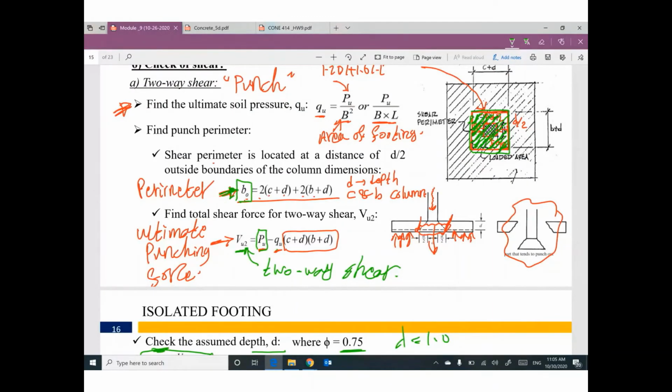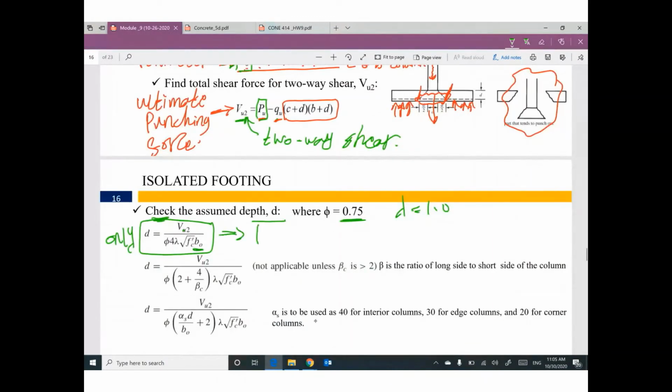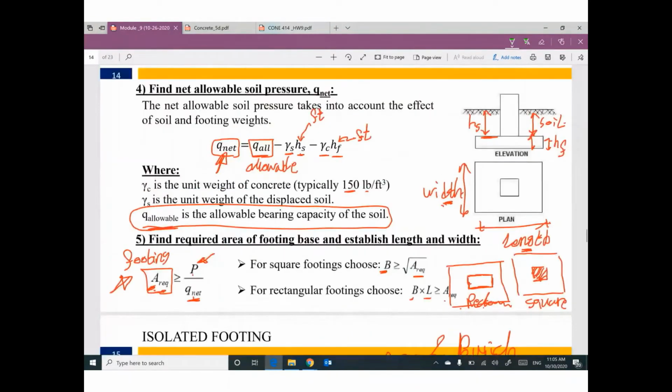I will figure out a depth. This depth must be smaller than or equal to the assumed depth, and I hope this expression will be valid, because if not, you have to go back and assume a new depth.